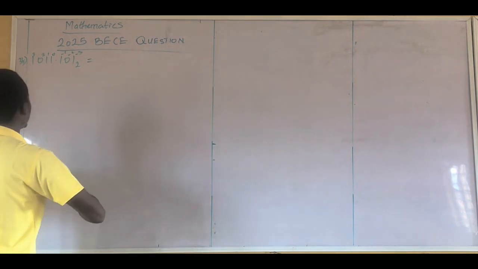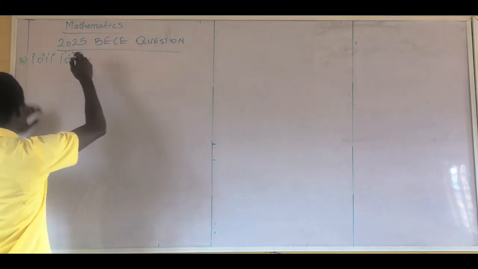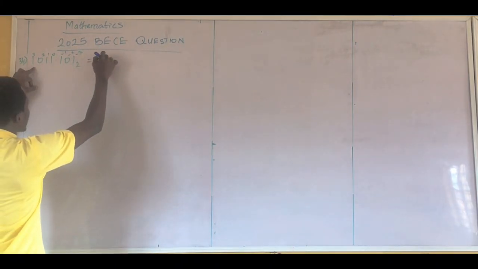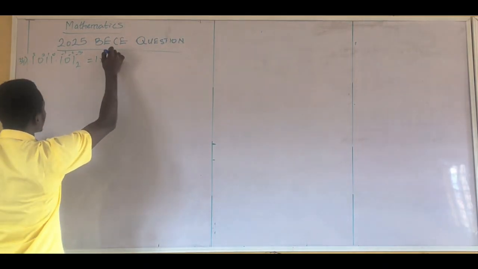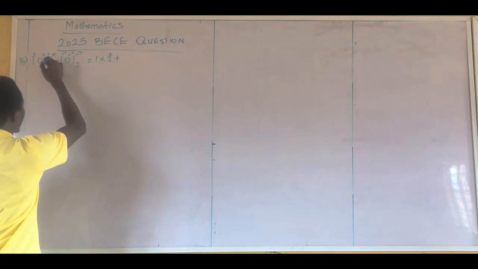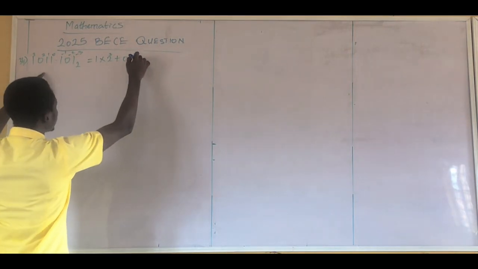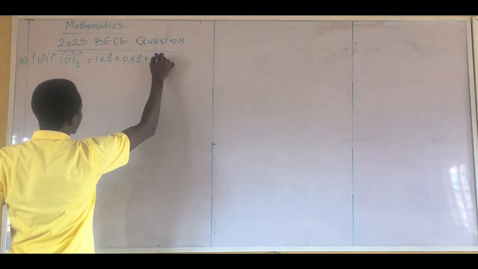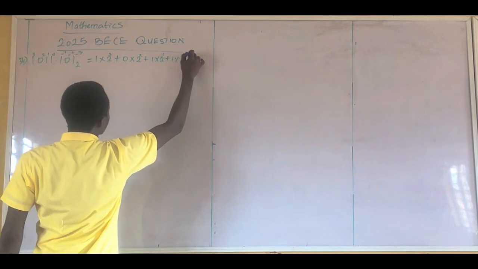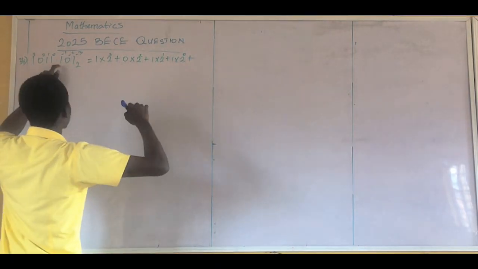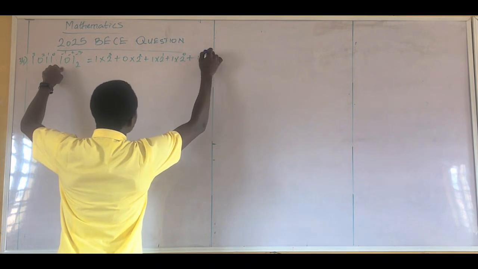Okay, so in this case, let's start with this. Let's take it this way. So we're going to have 1 times the base, which is 2 raised to the power 3. So the next is going to be 0 times 2 raised to power 2, plus 1 times 2 raised to power 1, plus 1 times 2 raised to power 0. Plus, this is going to be 1 times 2. Okay?